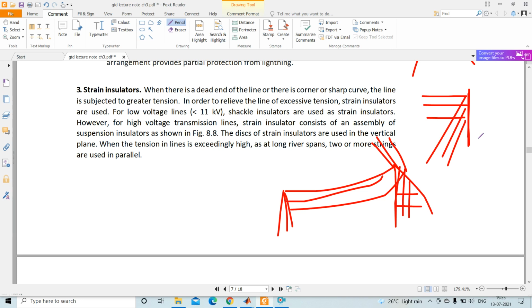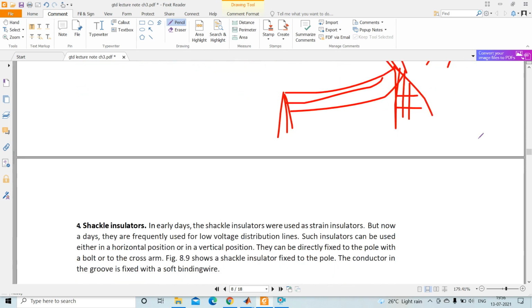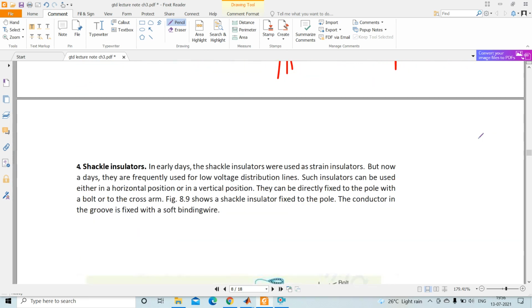The discs of strain insulators are used in the vertical plane when the tension in the line is exceedingly high, as in the case of a long river span, where two or more strings are used in parallel. So these are the kinds of strain insulator, and the last one is the shackle insulator. For voltage higher than 11 kV, strain insulators are used, and below 11 kV, shackle insulators are used. The shackle insulators were used as strain insulators, but nowadays they are frequently used for low voltage distribution lines.